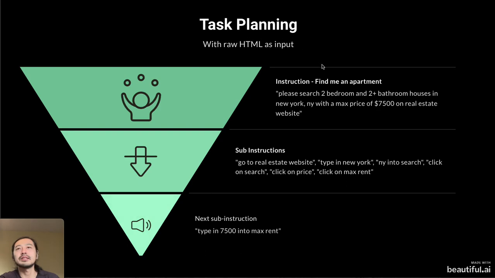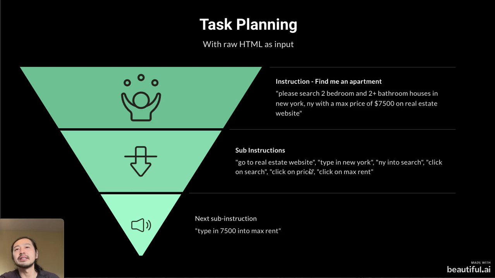So this is the task planning part. This is some examples. So please search 2-bedroom and 2+ bathroom houses in New York with a max price of $7,500 on real estate website. So that's the high level instruction, and that gets broken down into sub instructions.